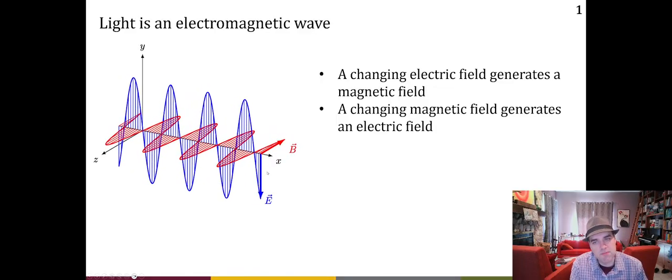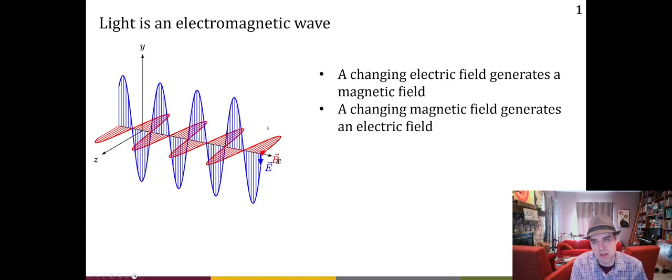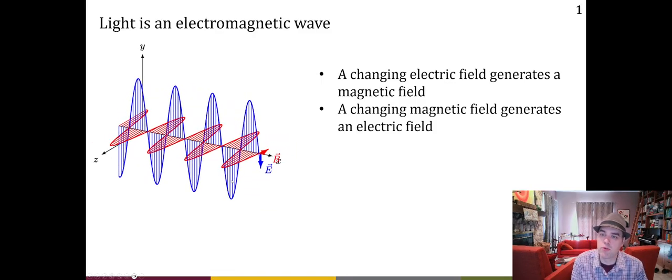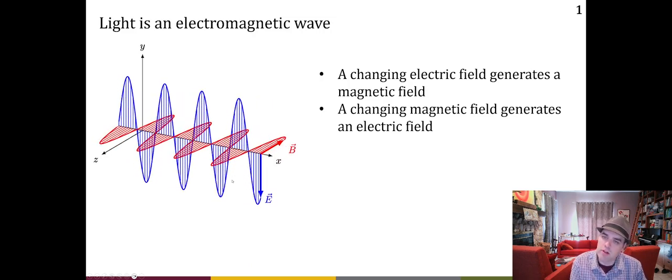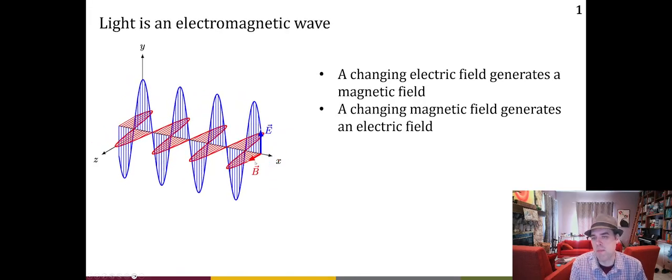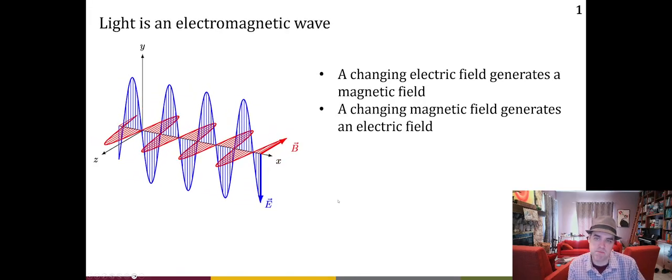So, what's happening here is by having a changing electric field that generates a changing magnetic field, which generates a changing electric field, and back and forth it goes. And that is what light is. Light is an electromagnetic wave where both of these fields are kind of propagating and changing and becoming each other.